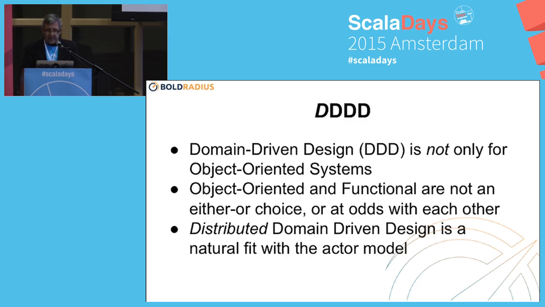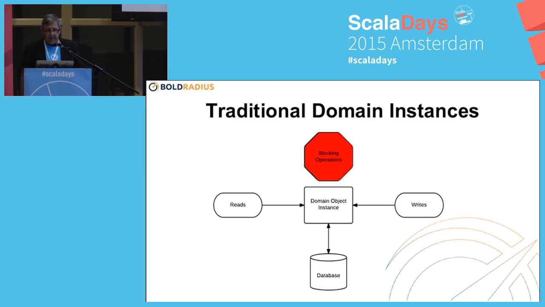Object-oriented and functional are not an either-or choice, as Scala shows us. They're actually very synergistic. The same thing is true about being distributed and domain-driven design. For a long time, it was thought that domain-driven design isn't really applicable to functional languages, and only really works in a single system. None of that is really true. It works just fine in a distributed system. We've used it, it works. Distributed domain-driven design is actually a really good fit with the actor model, and you'll see why I think that in a minute.